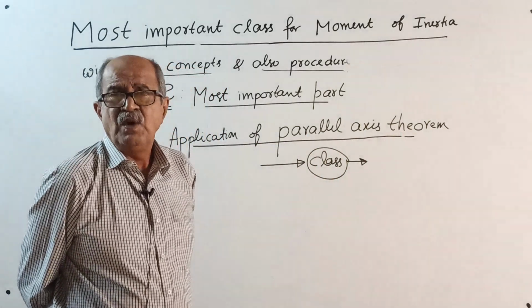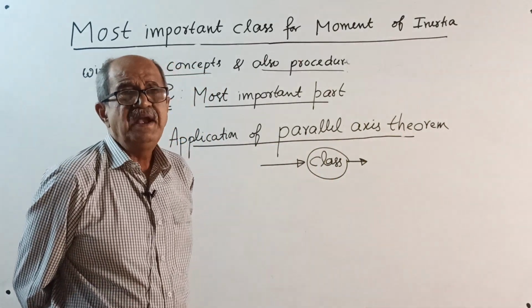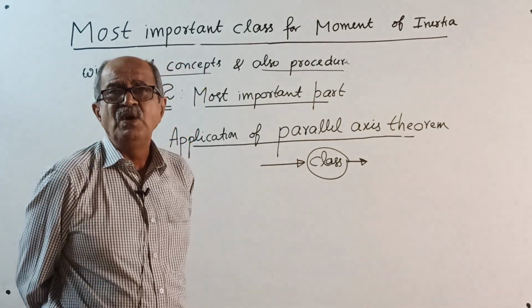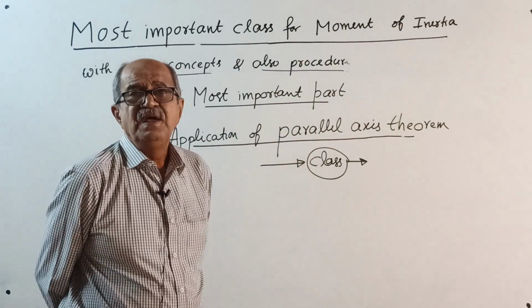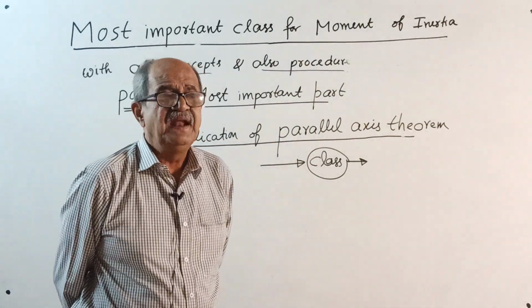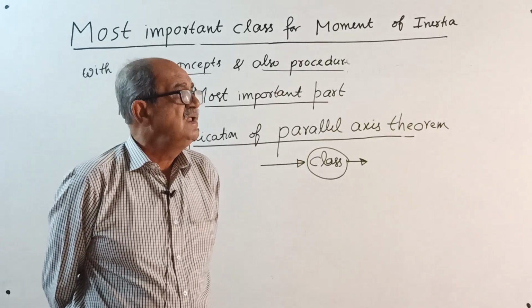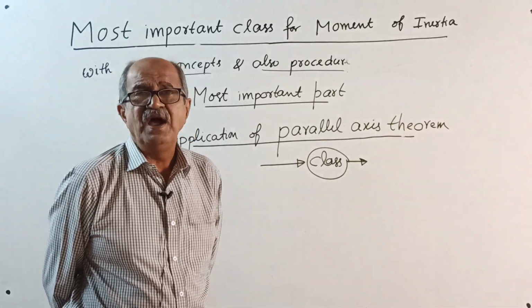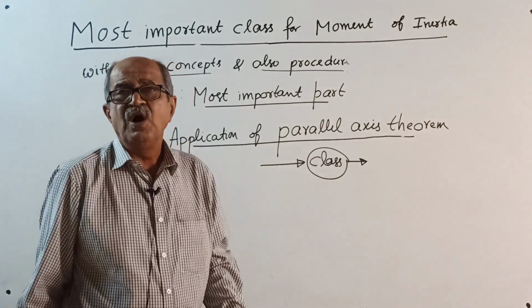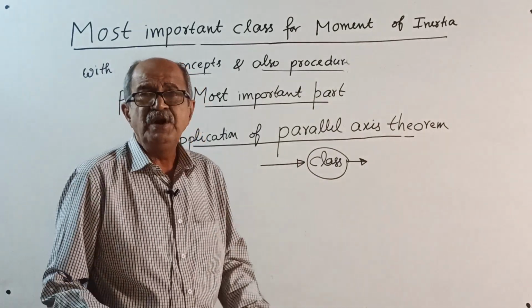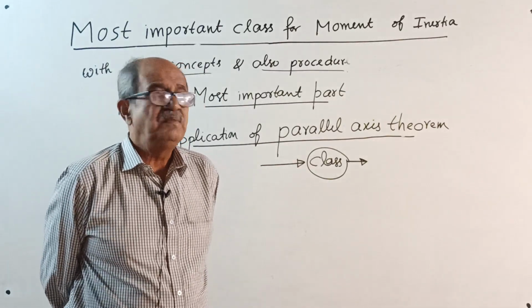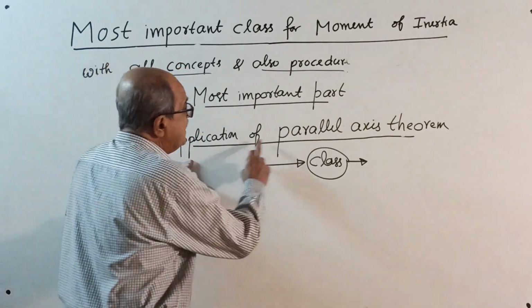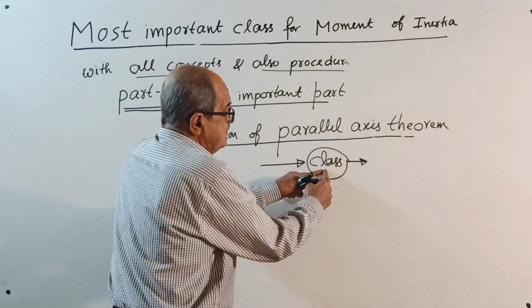You already know what the parallel axis theorem is. The statement was given earlier, so I won't repeat it. You go back to the old class where I considered the parallel axis theorem. I derived the equation I about any axis equals Ig plus Ah square, with all the terms given there. You go through it first, but there only the mathematical part was told. Today I am giving you the application class.